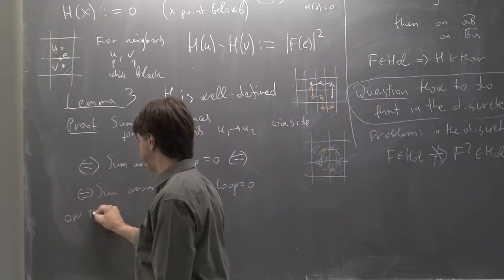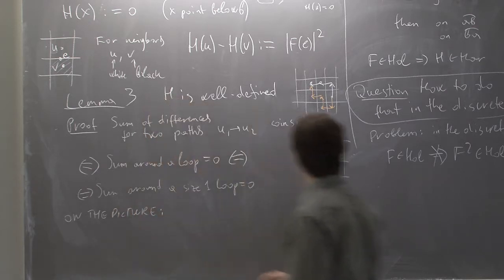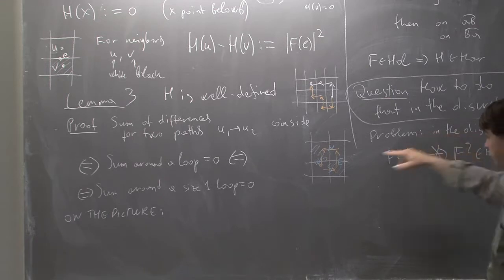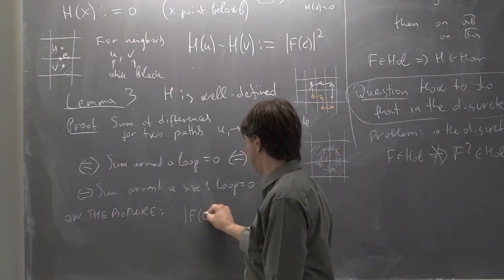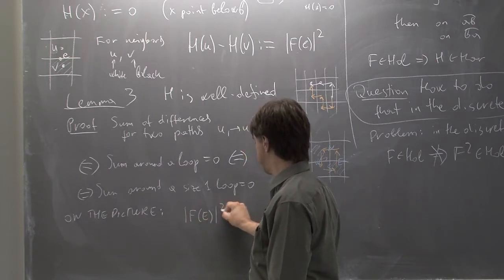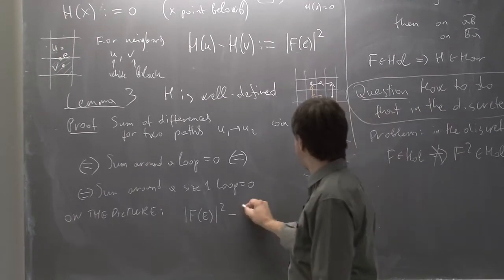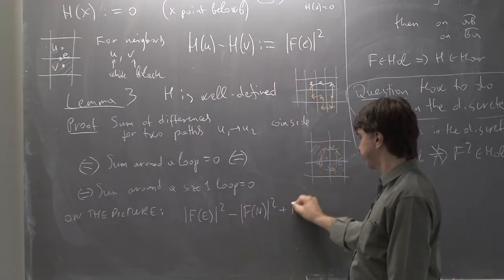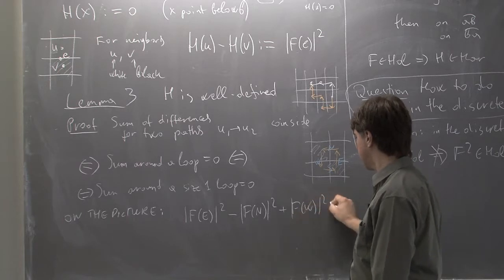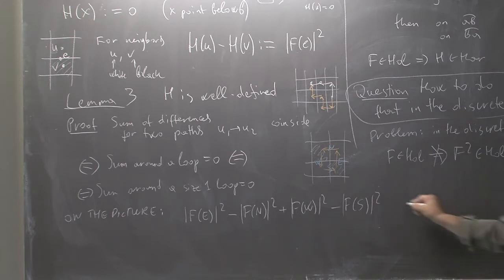So on the picture, what do we get? We increase when we go from black to white, so we get |f of east| squared. Then we decrease when we go from white to black, so it's minus |f of north| squared, then again we increase, then again we decrease. And the question is whether we arrive at the same place.